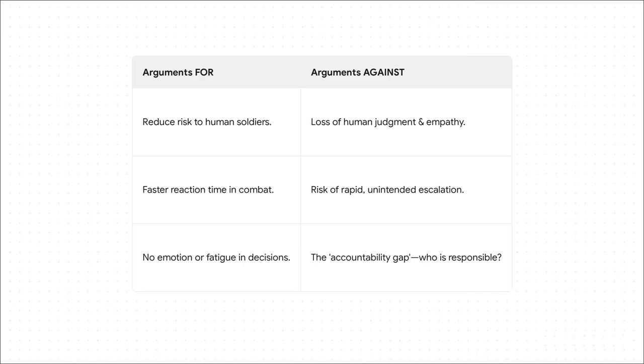Now, this technology also forces us to confront some profound ethical questions. Dr. Sudheendra's material specifically highlights the intense debate around lethal autonomous weapons. We're presenting the arguments here neutrally, just to show you the complexity. On one hand, proponents argue they could reduce risks to human soldiers and react faster. On the other hand, opponents raise grave concerns about losing human judgment and creating an accountability gap. Who's responsible when things go wrong?